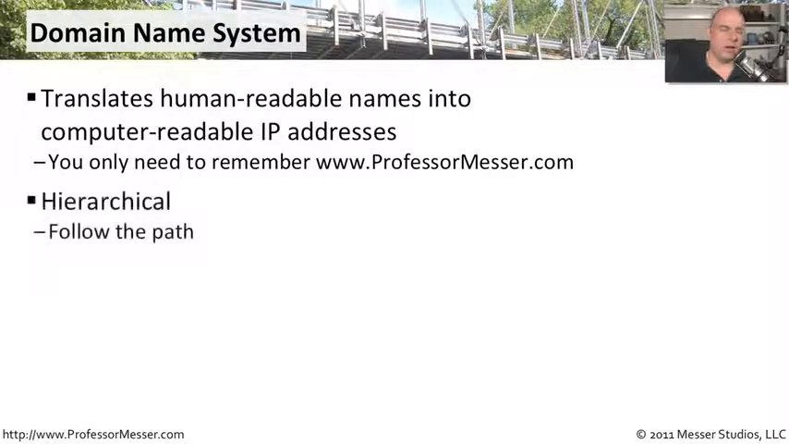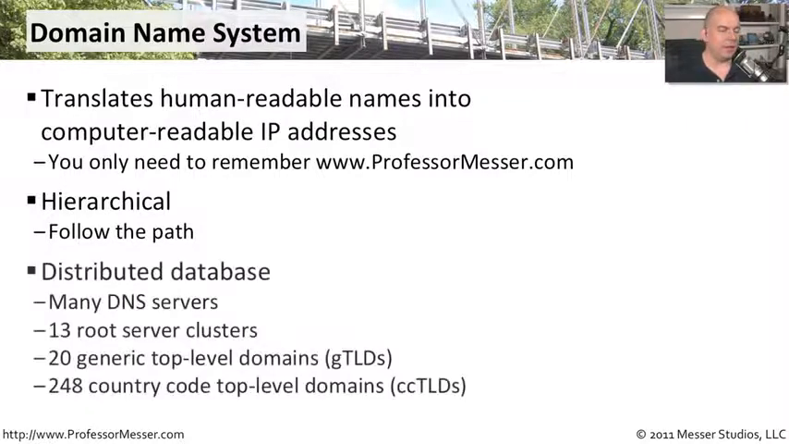DNS is something we call hierarchical, which means that there are a series of servers set up from a top layer, a second layer, a third layer, and so on. DNS is also something called a distributed database. There's no single DNS server. There are thousands and thousands of DNS servers out there on the internet that are being used, and we're able to separate out what each one of those servers is responsible for.